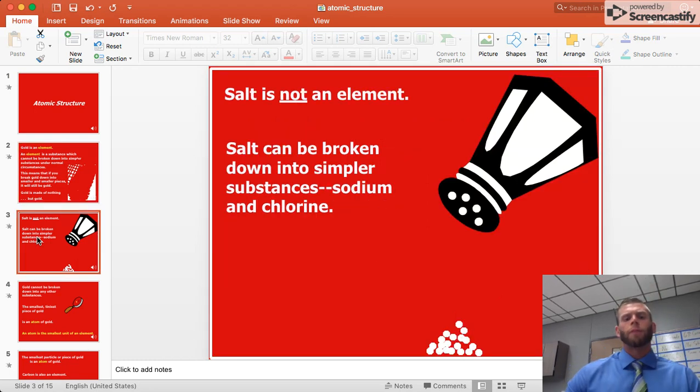An example of something that is not an element, which is actually a compound, is salt. Salt's not an element because I can break down salt into sodium and chlorine, which make up the salt. So that makes it a compound, not an element. If I can't break something down, that's an element. If I can break it down, it's a compound.